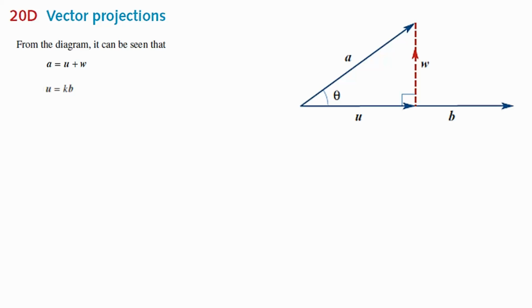What if they didn't give you an angle? How do you find U? That's what we're doing today. So if they didn't give you an angle, how do you find the vector U? The vector U, we're writing it as this. We're saying it's a factor of K times your vector B.